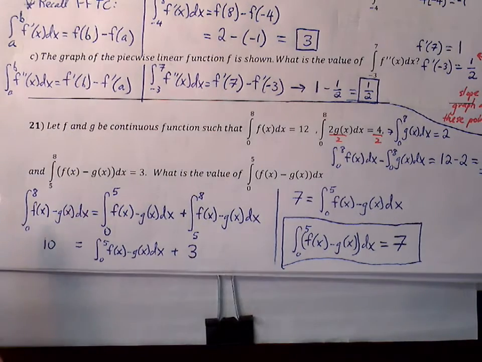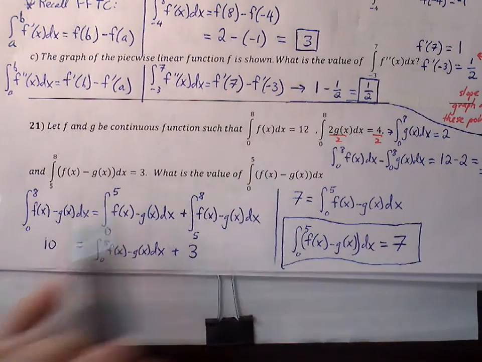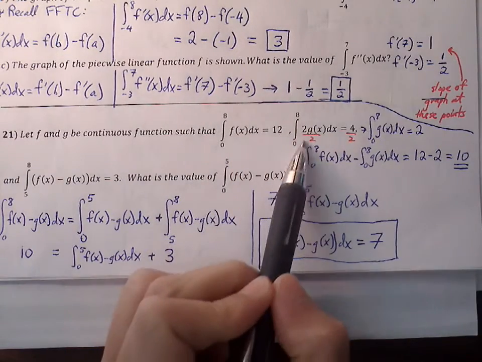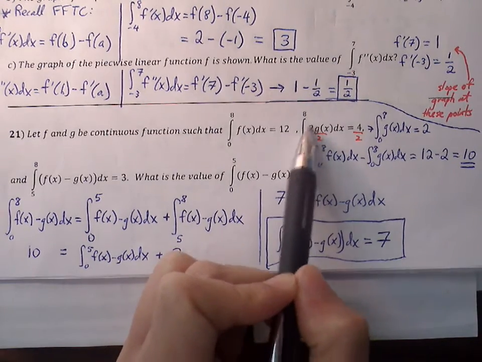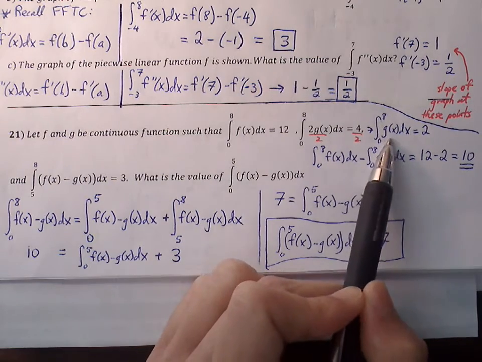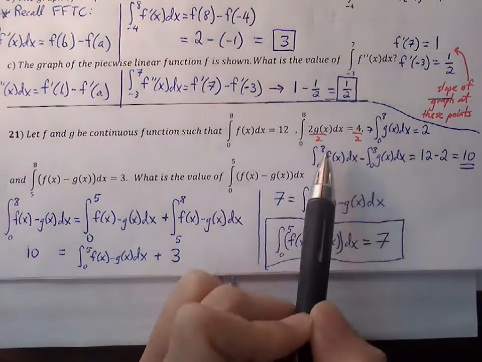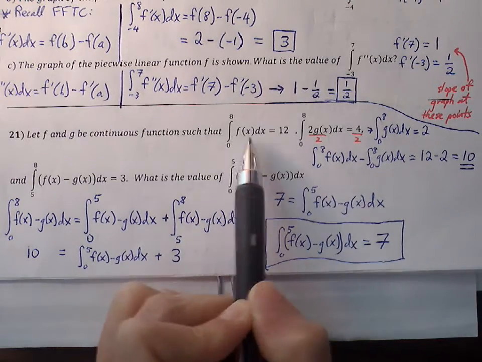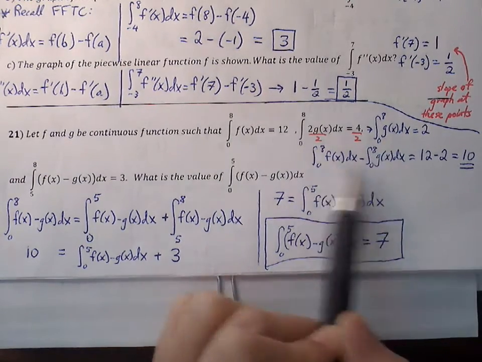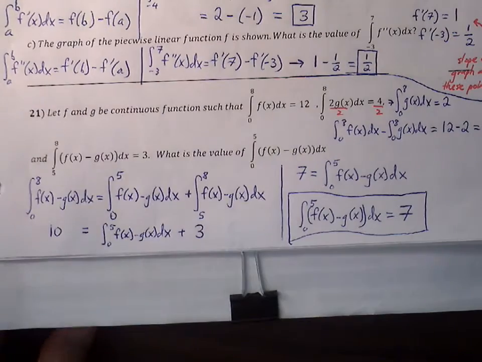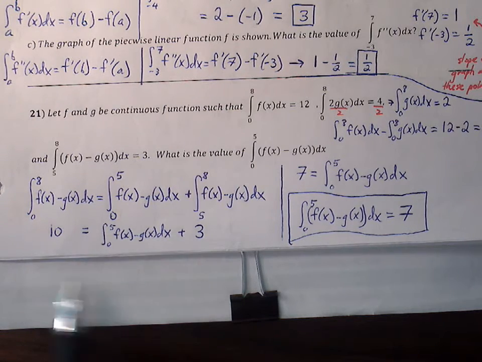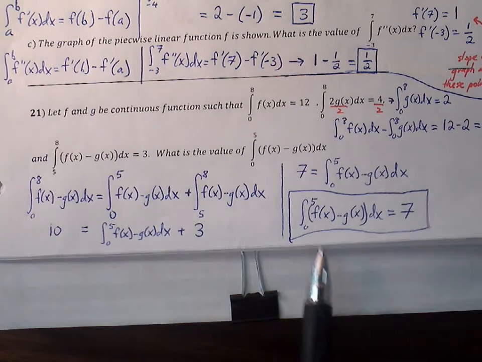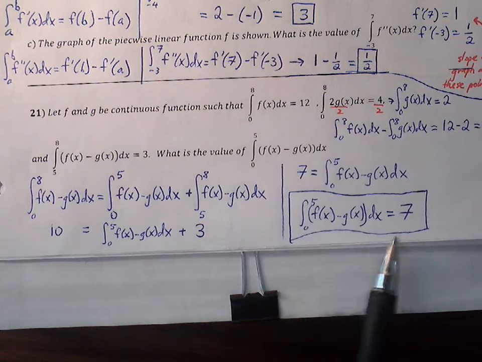Okay, so the integral from 0 to 8 of f of x we know is 12. The integral from 0 to 8 of g of x, we have to clean this up a little bit in order to get to where we want to be. So if I want to find the integral of g of x, I have to find a way to get rid of that 2. So if I divide 2 from both sides, I get integral of g of x from 0 to 8 is 2. So we know that 0 to 8 for f of x is 12, 0 to 8 for g of x is 2, so we subtract those two, we get 12 minus 2 is 10. So therefore we know that this portion is 10. And if I want to figure out this portion, I can just subtract the 3 over, 10 minus 3 is 7. Therefore the definite integral of f of x minus g of x from 0 to 5 is equal to 7.